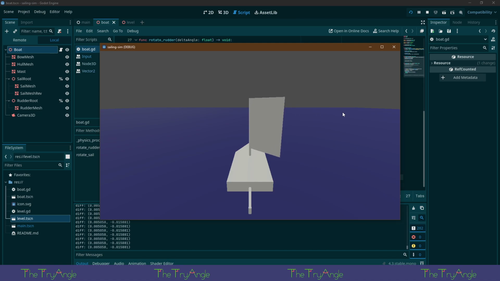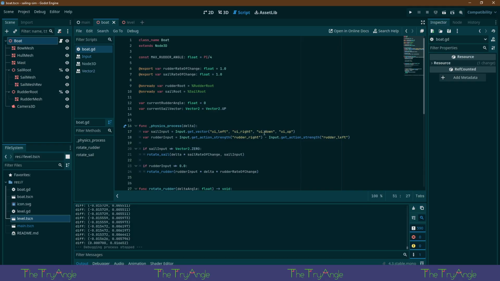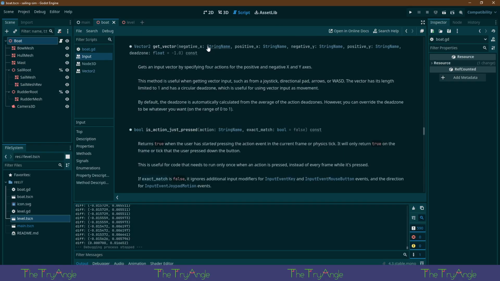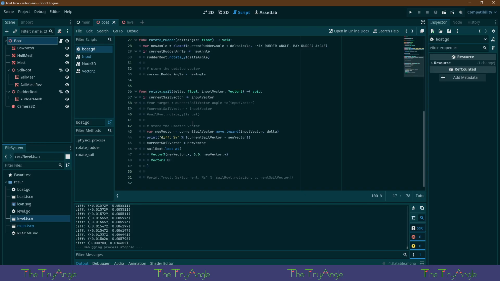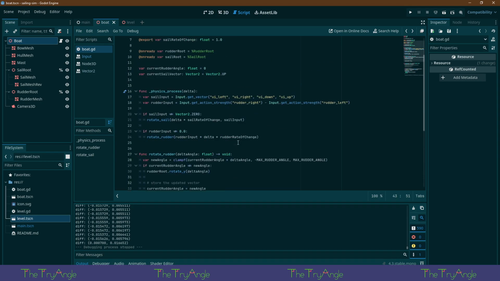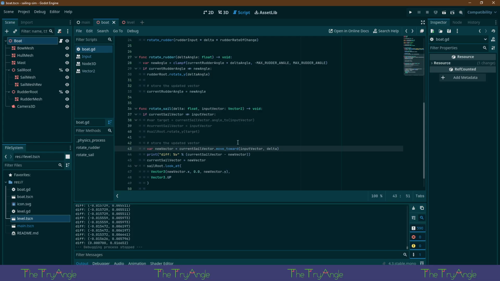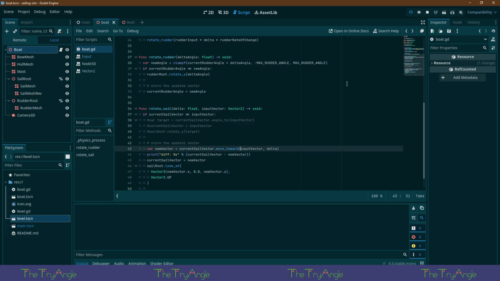Well, for starters, it's going the opposite direction again, which I feel like I changed the inputs. The inputs I got wrong because it's negative, positive, negative, positive, left, right, down, up. That's deeply frustrating. How is it negative and positive?